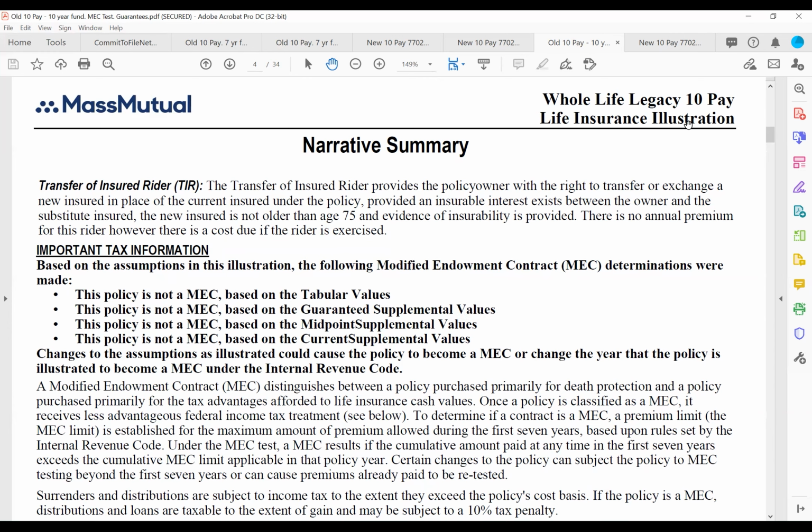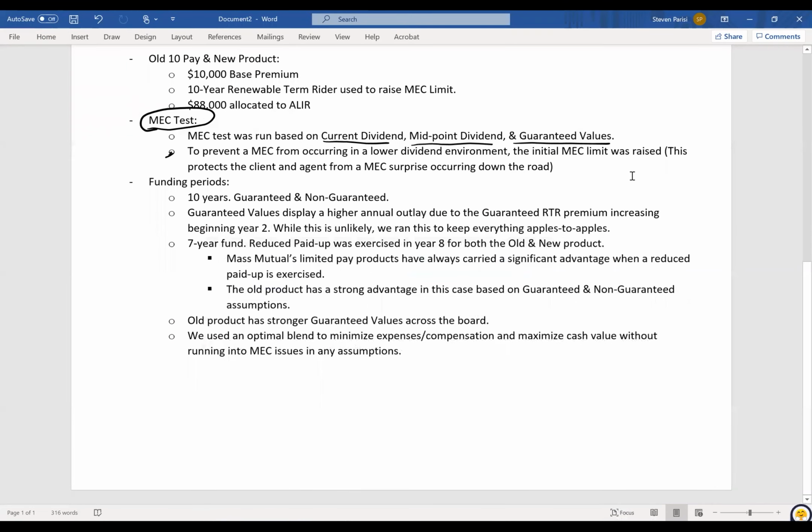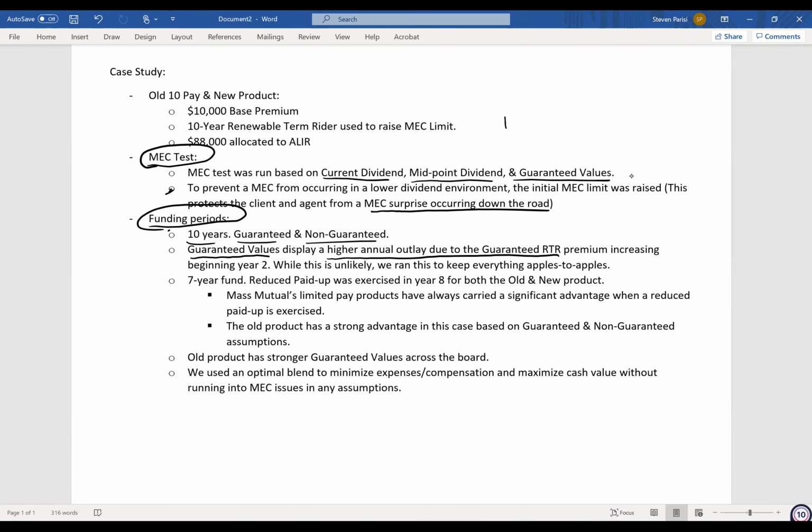So we made it a point to thoroughly stress test this, both the old and the new product as we went through everything. So again, there's a recap here. We did this to prevent a MEC surprise from occurring down the road. Funding periods we looked at here, 10 years, looking at the guaranteed values and non-guaranteed values. And what you'll notice here when we look at the guaranteed values is they do display a higher annual outlay. What I mean when I say higher is we've got a total of $100,000 per year paid to the policy for 10 years.